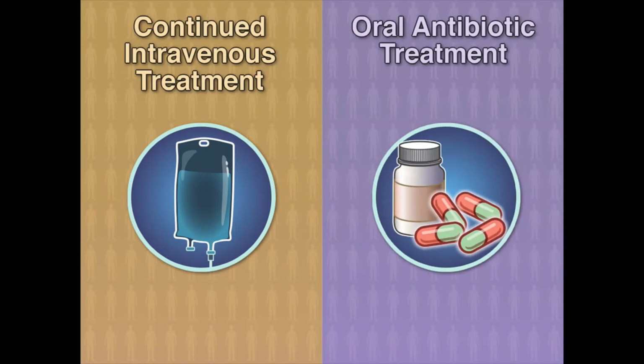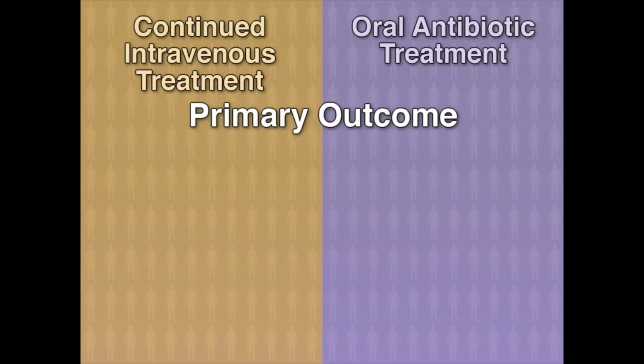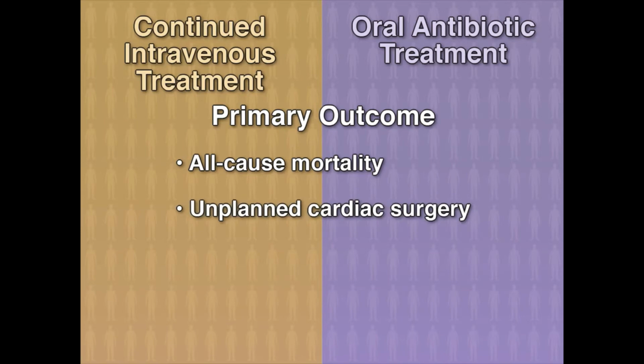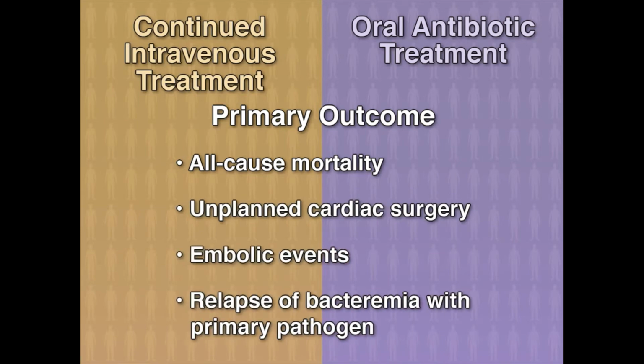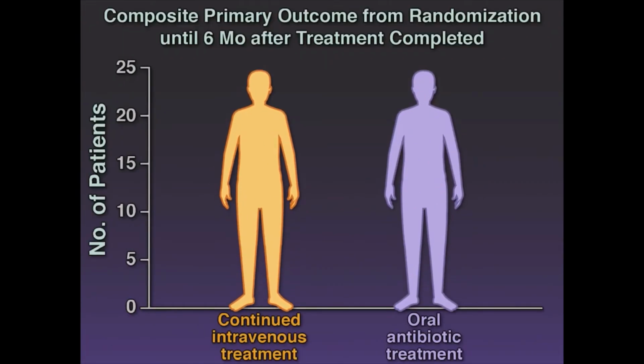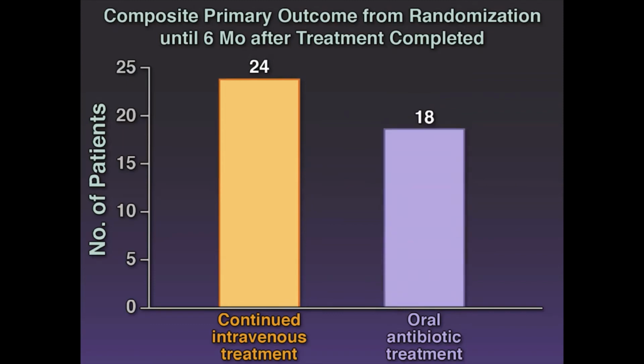In all patients, antibiotic treatment was administered intravenously for at least 10 days. The primary outcome was a composite of all-cause mortality, unplanned cardiac surgery, embolic events, or relapse of bacteremia with the primary pathogen, from the time of randomization until 6 months after antibiotic treatment was completed. In the intravenously treated group, the primary outcome occurred in 24 patients, as compared with 18 patients in the orally treated group, with a between-group difference of 3.1 percentage points that met non-inferiority criteria.